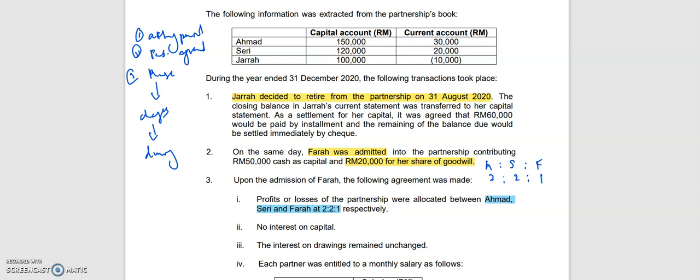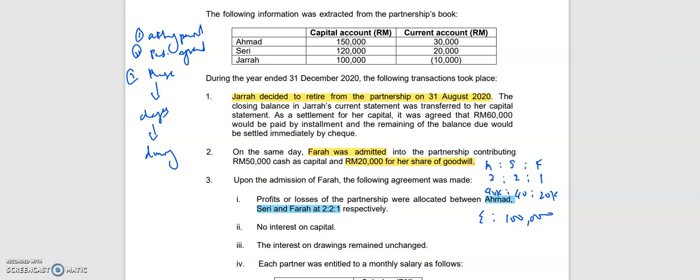can you find the total of goodwill, class? Okay, if Farah brings 20,000 where her portion is 1, so how much the total of 5? How much, class? 100,000. Okay, this one will be 40,000, right? 40,000, so in total 100,000.